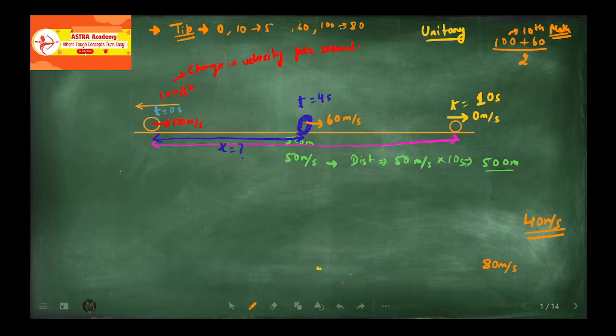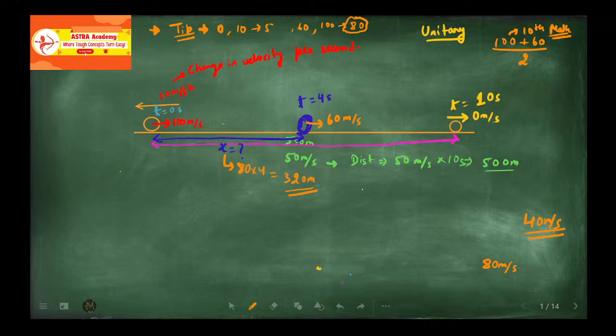How do you know, sir? Because 80 is 20 more than 60 and it is 20 less than 100. That's why 80 is equidistant from 60 and 100 on the number line. So the arithmetic mean is always the middlemost number. Okay, so the speed here is 100, the speed here is 60, and the average will be 80, and the time is 4 seconds. So the distance will be 80 into 4, which is 320 meters.